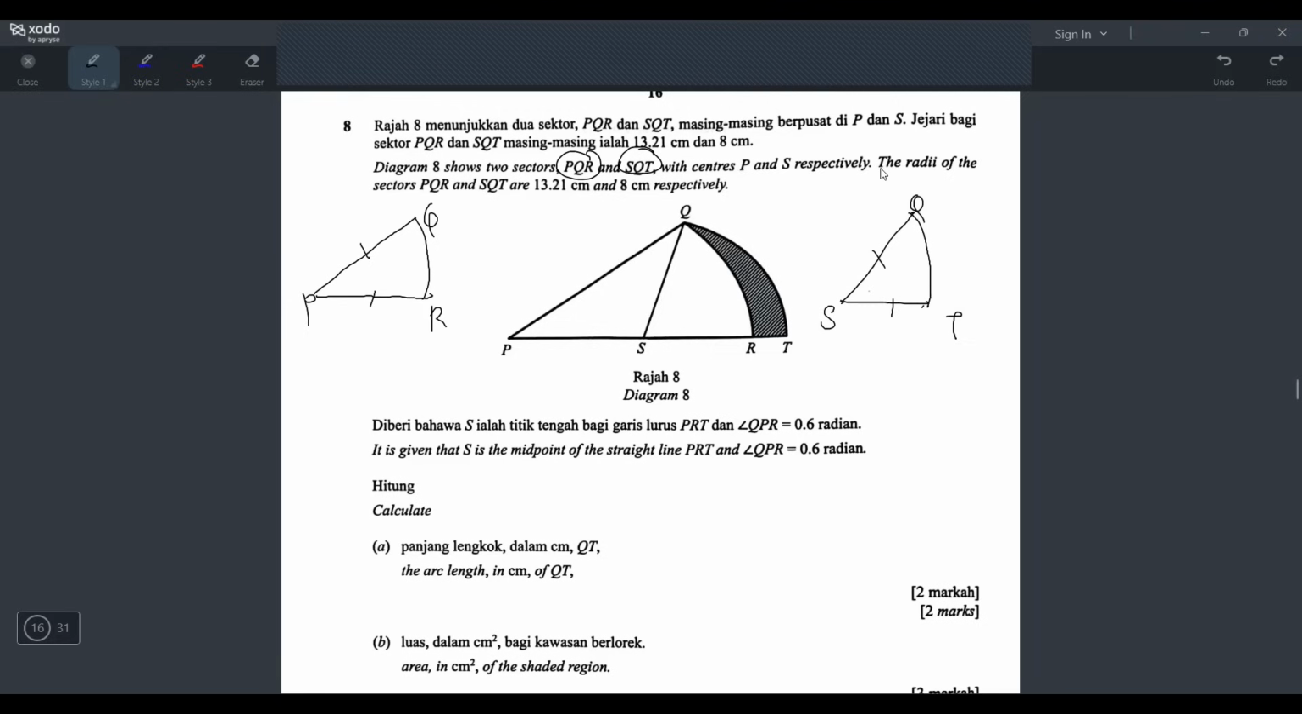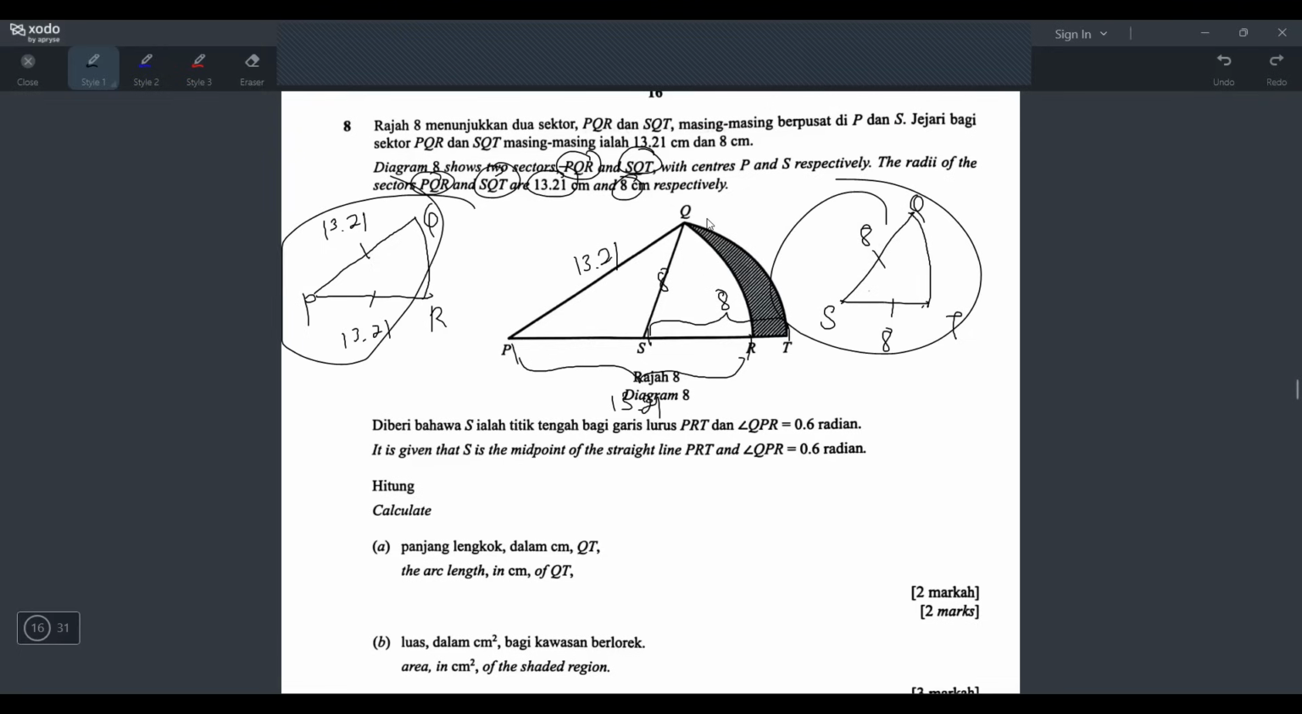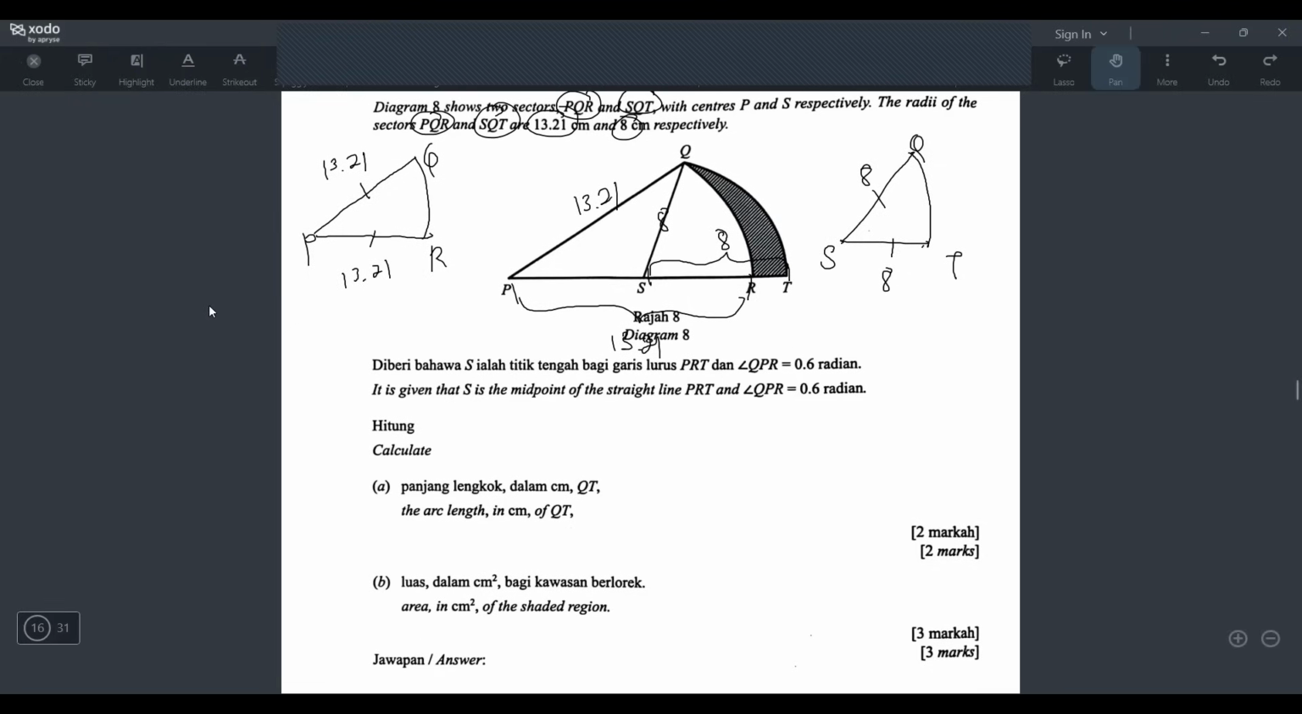Okay, let's keep reading. The radius of the sector PQR is 13.21. So this is 13.21, 13.21, and I will label in the original diagram also 13.21, from here to here. And then the 8 cm is the radius of SQT. So this one is 8, this one is 8, and ST is also 8. I'm just going to label up here. So this is 8 from S to T, and this one is from P to R. That is why I separate it into two different diagrams, because they overlap each other.